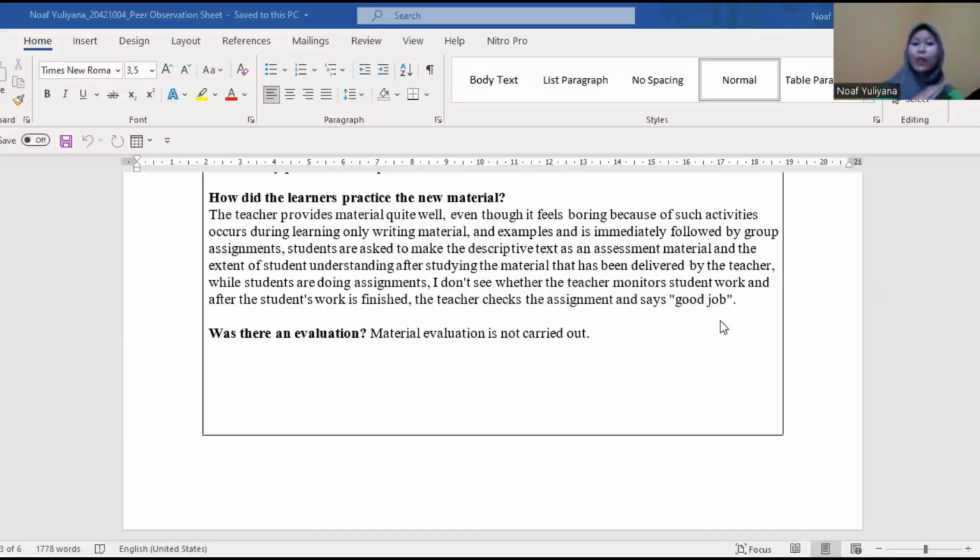And the last point is, was there an evaluation? Okay, the teacher is not using evaluation in class. Material evaluation is not carried out.